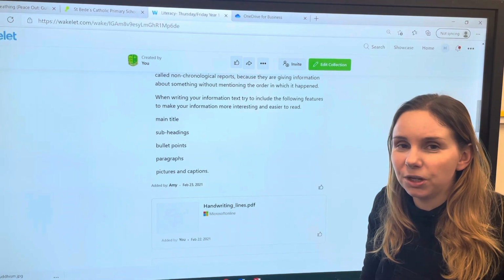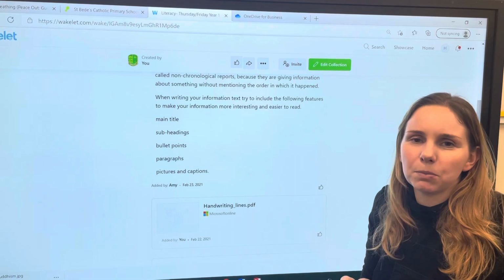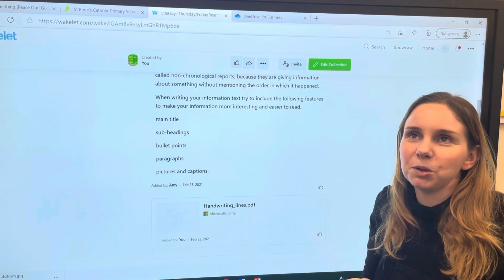So if you've really enjoyed it, I recommend spending these 2 days finding out a little bit more about the planets and producing some lovely writing.